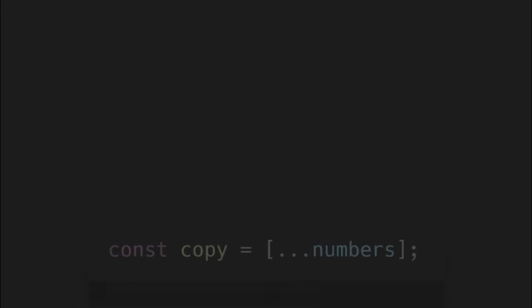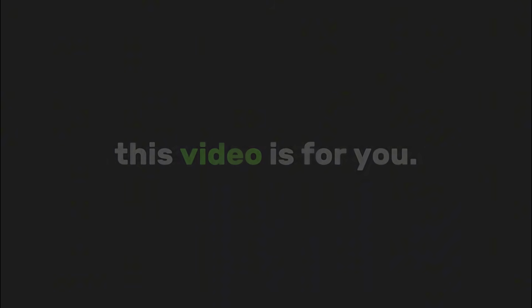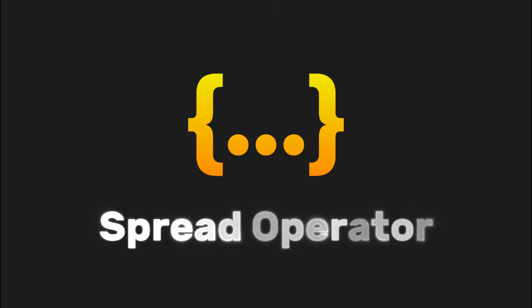If you've ever seen those three little dots in JavaScript and wondered what kind of magic is going on, this video is for you. Let's break down the spread operator in the simplest, most beginner-friendly way possible. First, what is the spread operator?